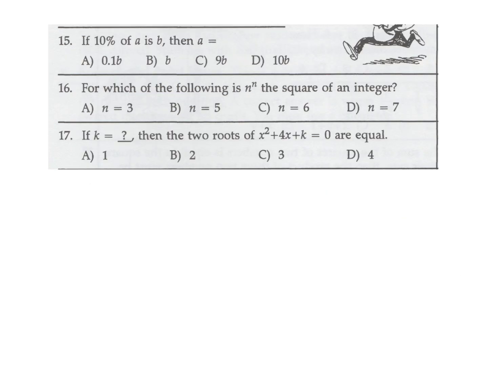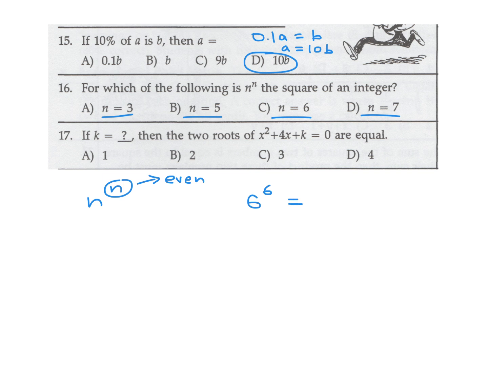10% of A is B, then A is... So 10% of A is 0.1A, is B, and therefore multiply both sides by 10, and we get A is equal to 10B. So therefore number 15 is D. For which of the following is n to the power of n the square of an integer? Now you can plug each of these in, but the only way that n to the power of n would be a square is if n is even. So 6 to the power of 6, for example, would be 6 to the power of 3 all squared, right? That would make a perfect square. And therefore, that means this is C.